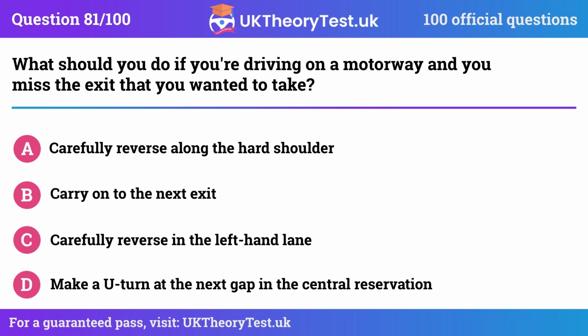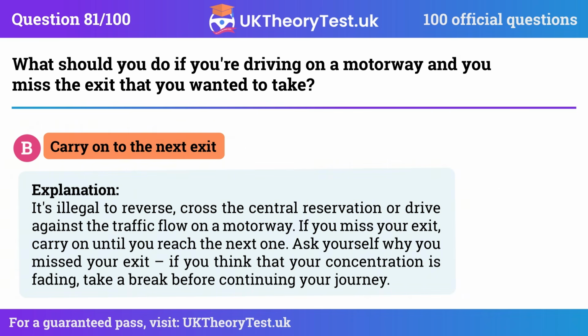The correct answer is B. Carry on to the next exit. Explanation: it's illegal to reverse, cross the central reservation, or drive against the traffic flow on a motorway. If you miss your exit, carry on until you reach the next one. Ask yourself why you missed your exit. If you think that your concentration is fading, take a break before continuing your journey.